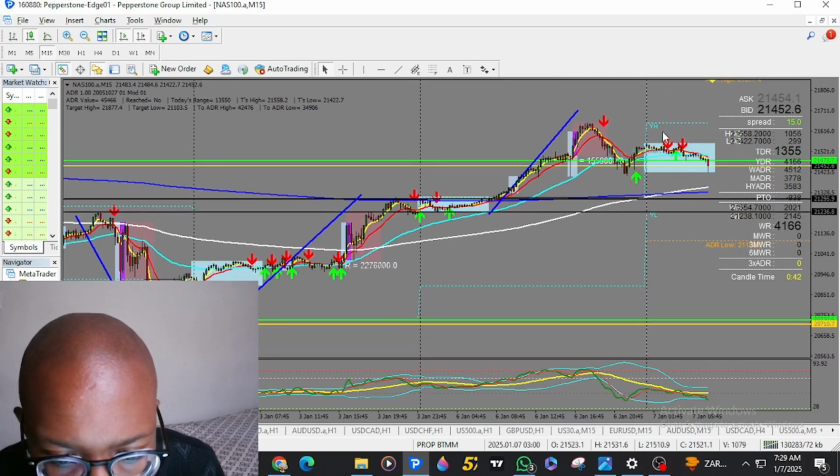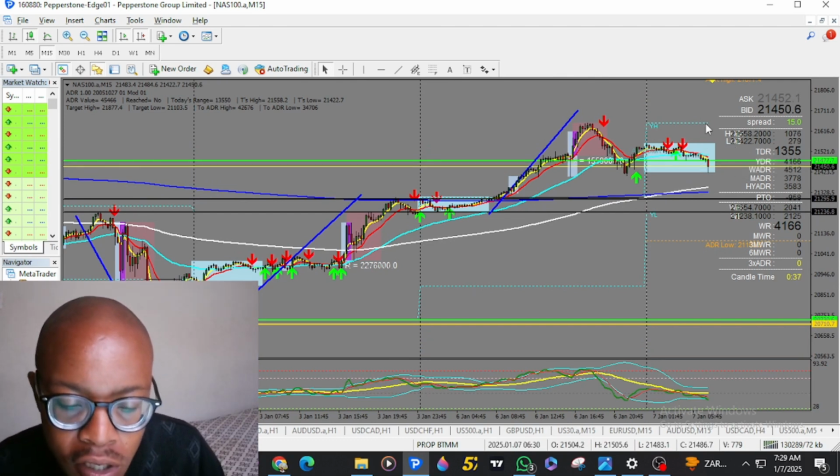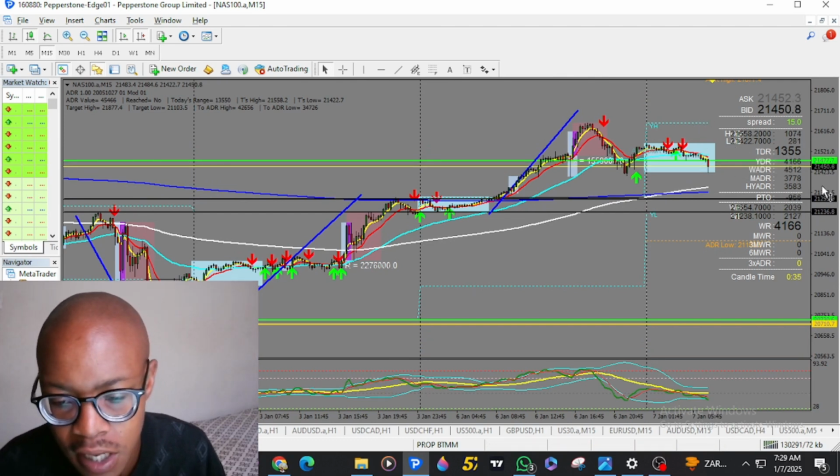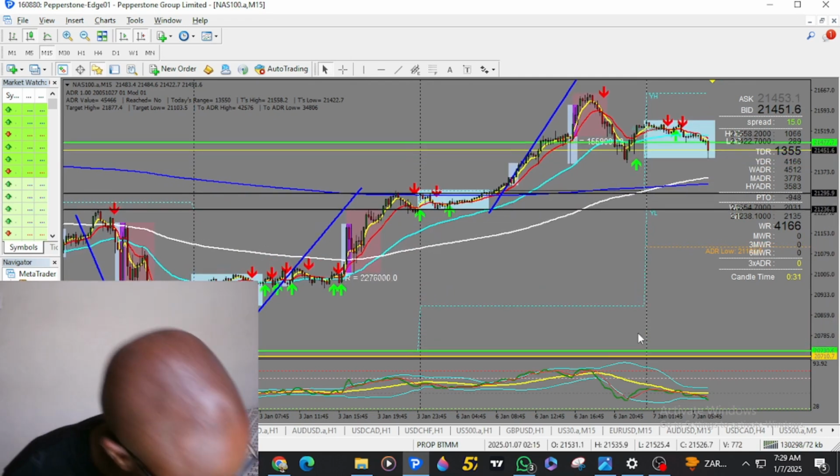If anything, I'll be looking to take a continuation pattern from here. So if we can get a nice continuation long from yesterday's high, definitely enter that trade, and then we'll ride it for one more level.